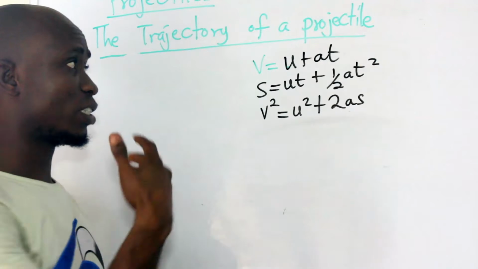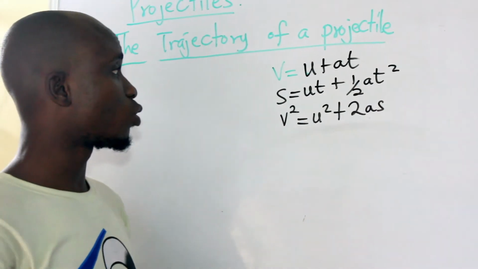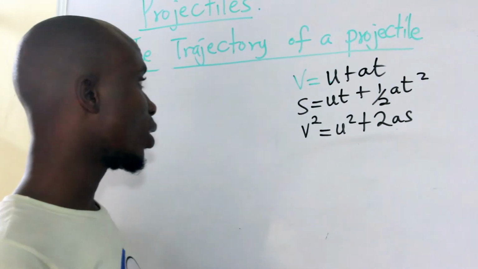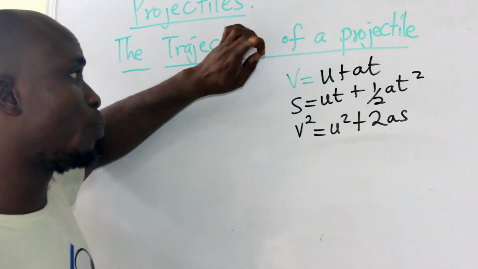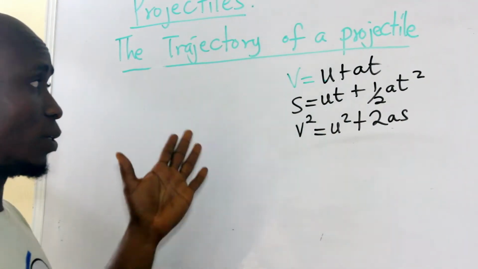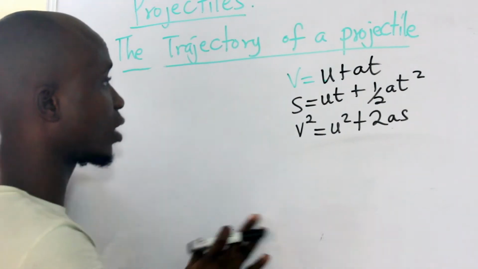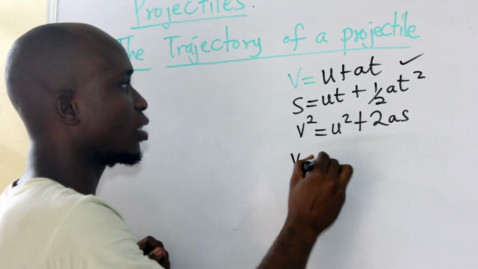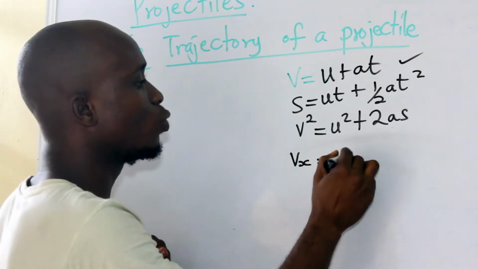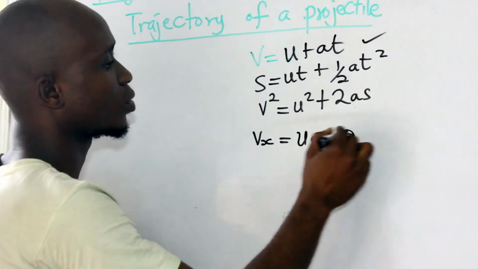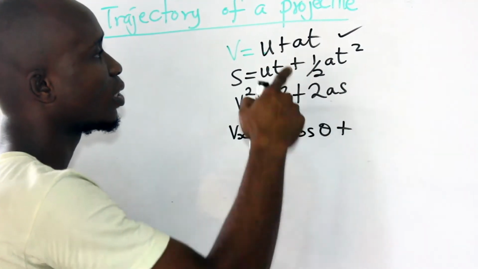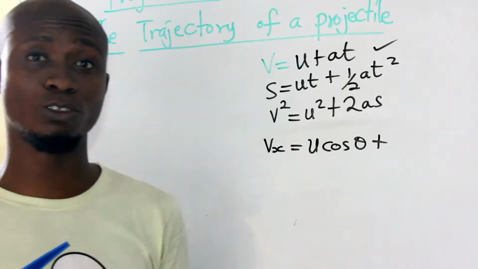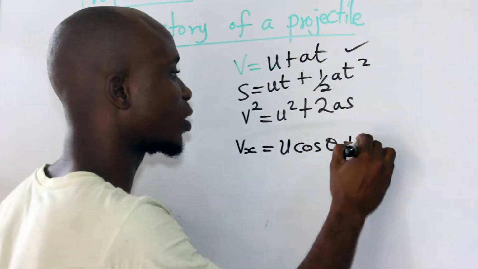Now, I want you to know that these equations can be solved for the vertical and horizontal component as the case may be. So, I'm going to pick each of these equations and then write down its vertical and horizontal component. So for the first equation, we have that Vx is equal to u cos theta plus, now when we are dealing with gravity, of course we're going to be talking about acceleration due to gravity. So this becomes gt.